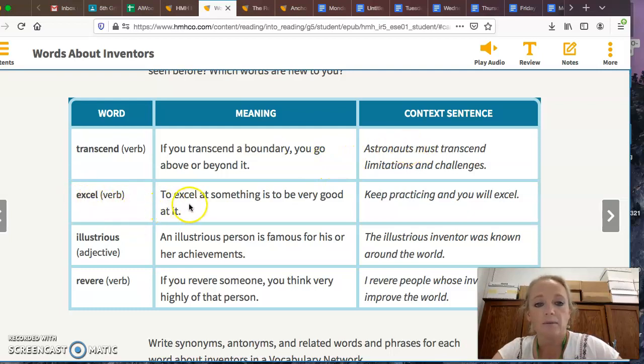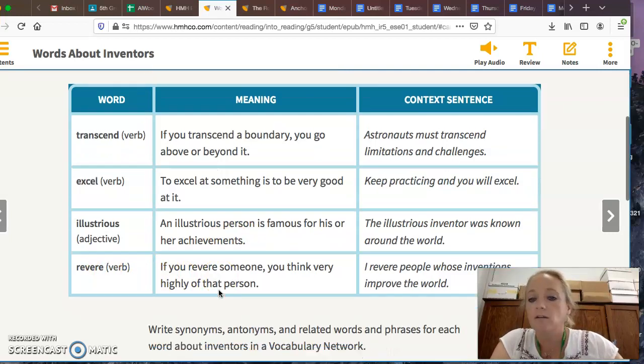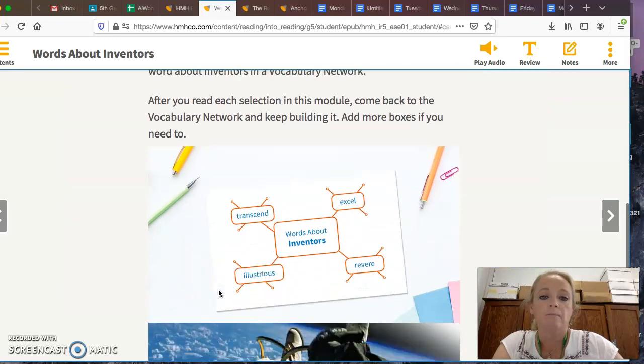Excel is a verb. It means to be very good at something. Illustrious is an adjective. We use it to describe a person. The person might be called illustrious if they're famous for their achievements. And your last big idea word is revere. If you revere someone, you think really highly of that person.